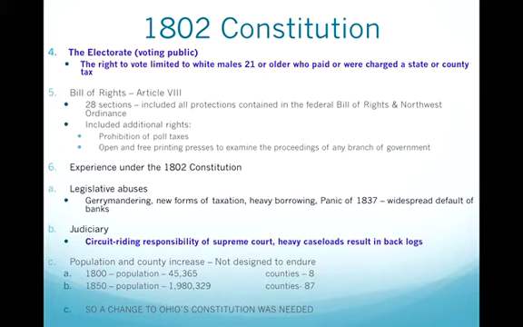The legislative abuses under the 1802 Constitution: legislative districts for House of Representatives and Senators were gerrymandered by whatever political party was in power. New forms of taxation, they borrowed heavily. They weren't very good with money. The judiciary, the circuit riding responsibility of the Supreme Court, and heavy caseloads resulted in backlogs. So the fact that they had to go from county to county was kind of a pain in the butt.